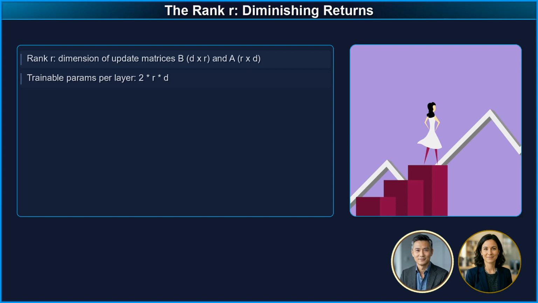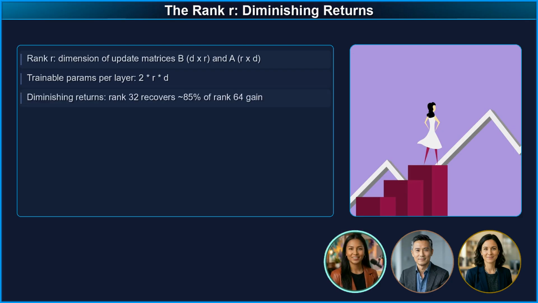For a 7 billion model with hidden dimension 4000, adapting Q_proj and V_proj at rank 16 gives roughly 33 million trainable parameters. Doubling rank to 32 doubles that count to 66 million, which is still a tiny fraction of the full model. Good, Chen. The diminishing returns curve is the key practical insight.